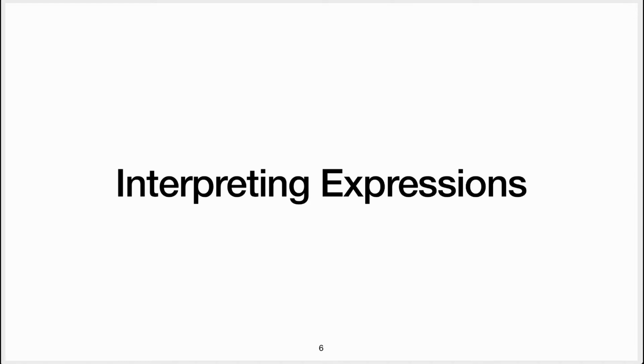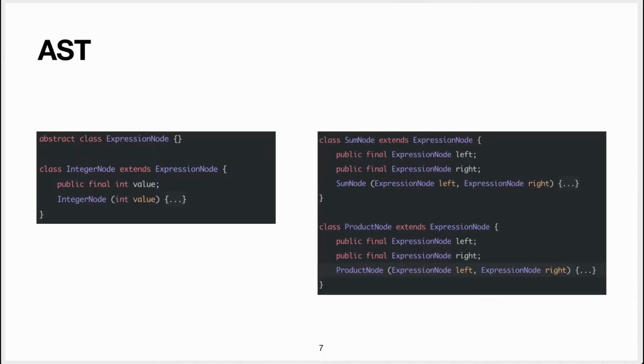The first thing we're going to see is how to write an interpreter for expressions. So we have this AST whose root is the expression node, and you have two classes extending this node. You have integers, which are simply wrappers for integer values. You have sum, so there's a left and right component, and a product has a left and right component.